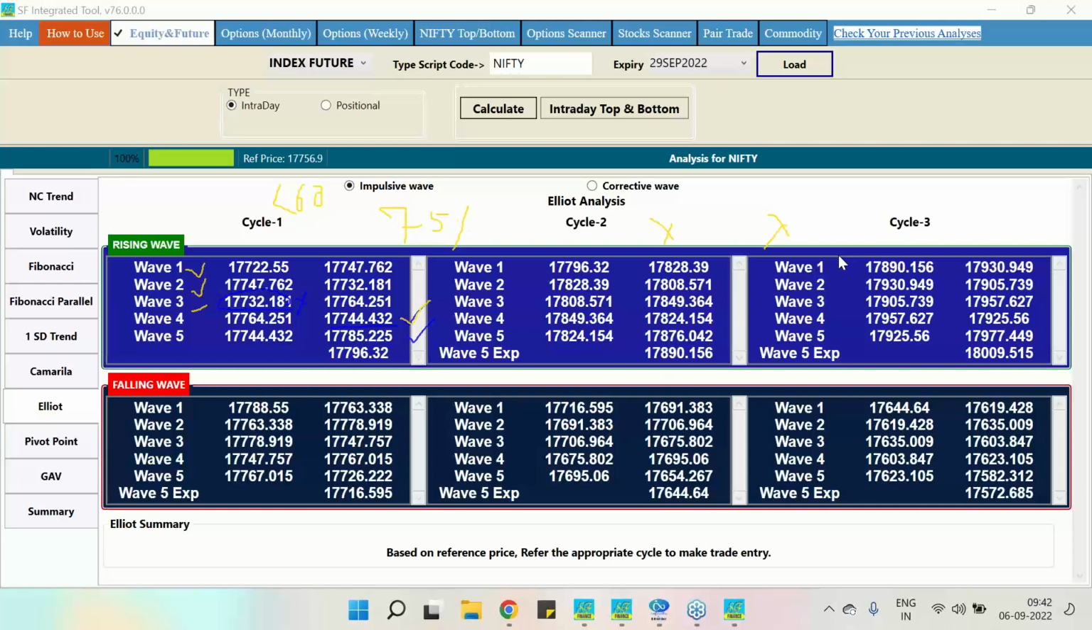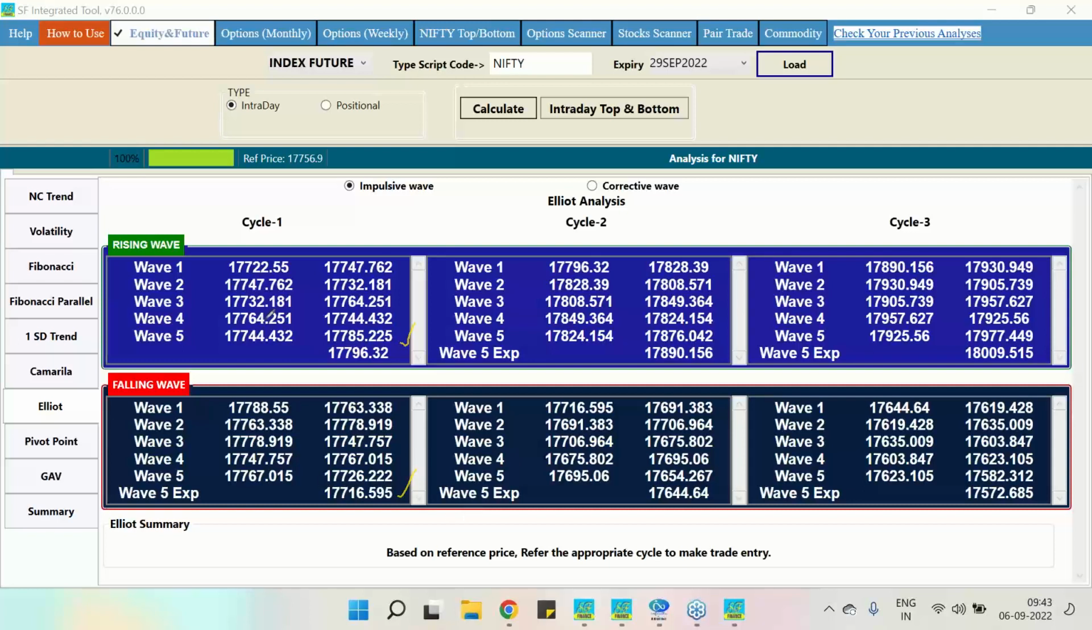So here you have 2 jobs. Number 1, to identify the pattern. Today it is very easy for us to identify the pattern. Nifty already made a high beyond wave 5 and already made a low beyond wave 5 of cycle 1, within 15-20 minutes. So we came to know that today the price is following the impulsive wave pattern.